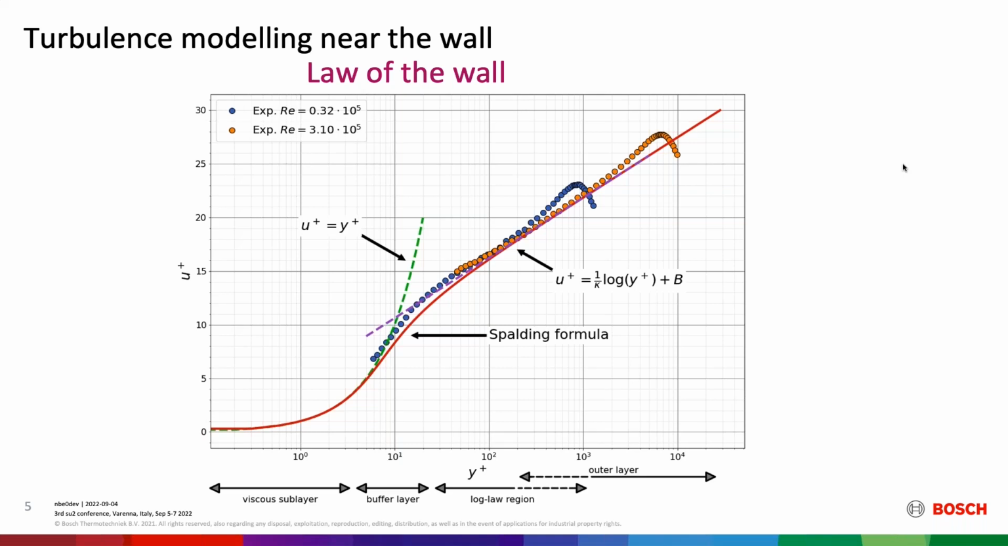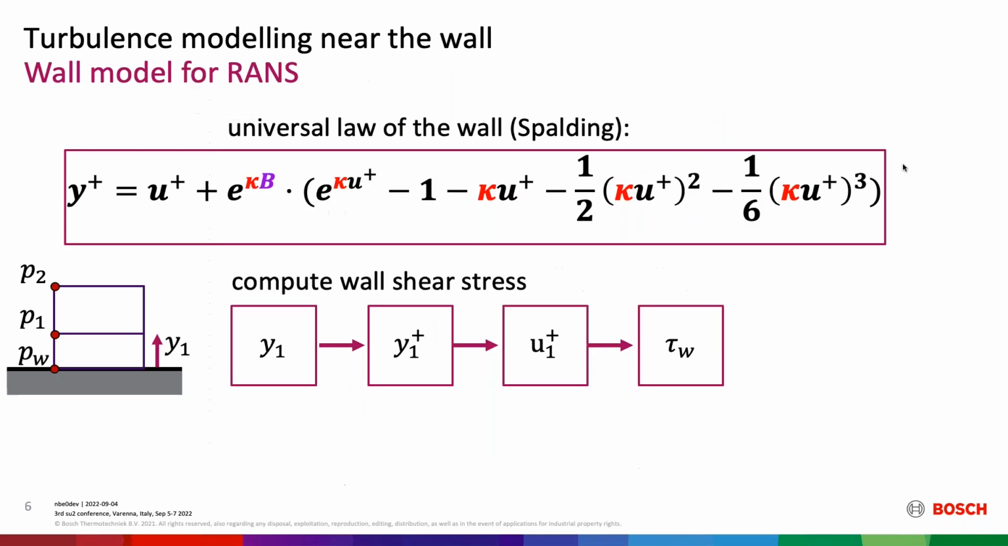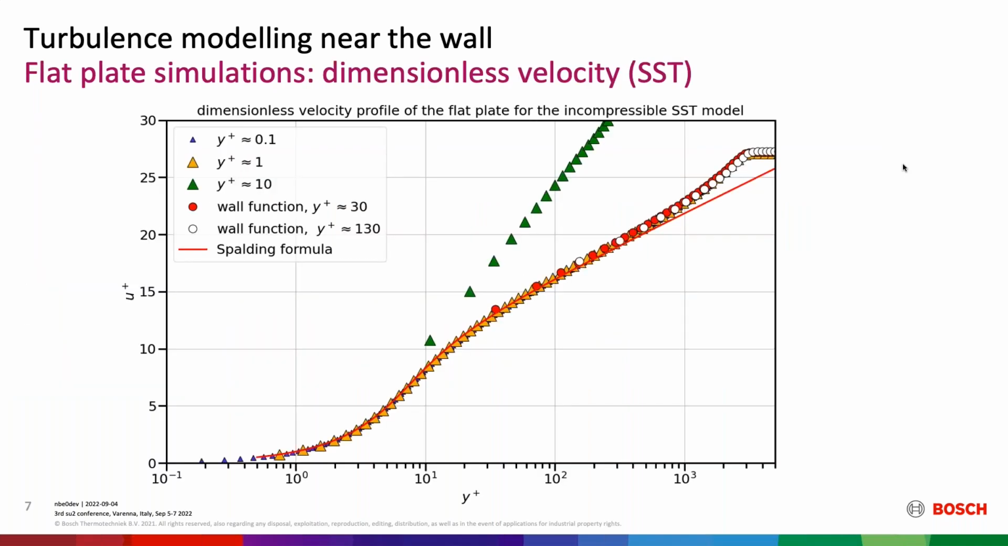So how can we use this universal law of the wall information in CFD simulations? It's actually a very simple algorithm. We have the universal law of the wall with coefficients kappa and b coming from measurements or very detailed simulations. In our CFD simulations, we retrieve for the first point away from the wall, P1, the distance y1, and we normalize this into y plus. Then we iteratively get u plus belonging to this y plus, and then we compute the wall shear stress. This gives us a very accurate depiction of the shear stresses.